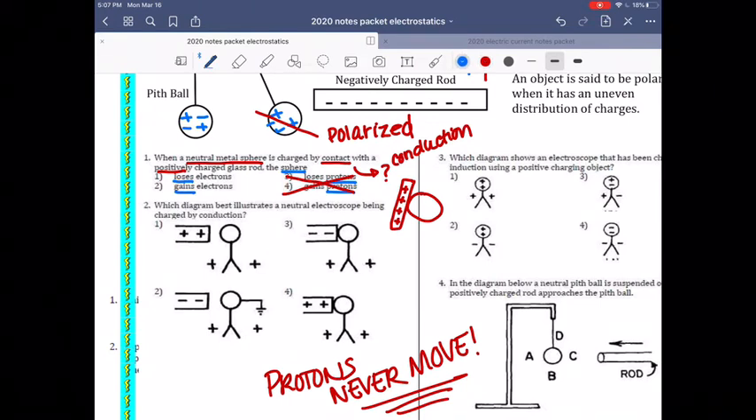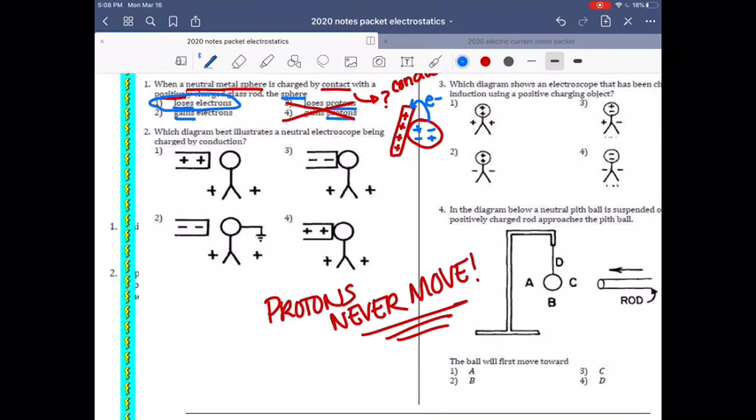All right, so it's got to be either loses electrons or gains electrons. So looking at this, if this has a neutral sphere, it has the same amount of positives and negatives. The rod is overall positive. So the rod is going to take away any electrons that it could possibly get. So the sphere overall loses electrons because it gives up those electrons to the rod.